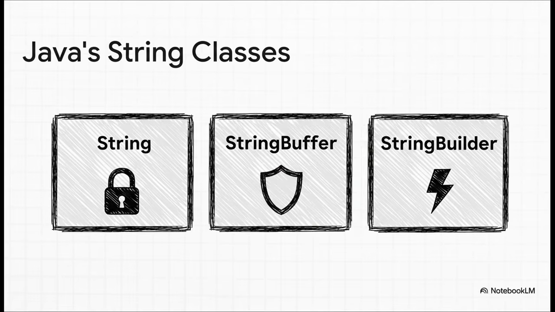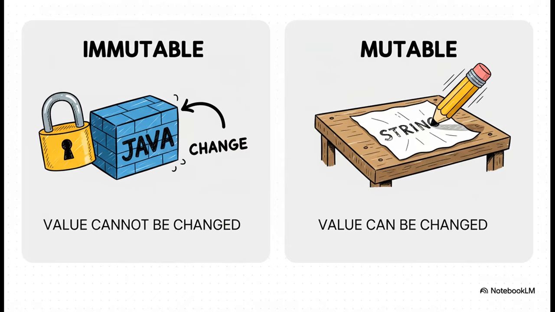No special imports needed. Okay, now listen up, because this is the single most important thing that separates these classes. It's the idea of being immutable versus mutable. The good old String class is immutable. That means once you create it, it's set in stone. You cannot change it. But StringBuffer and StringBuilder, they're mutable, which means you can tweak and change them all you want. If you remember just one thing today, make it this.